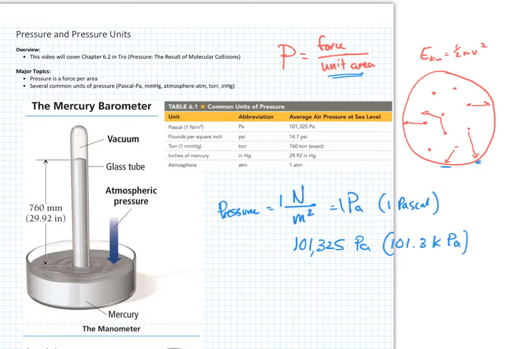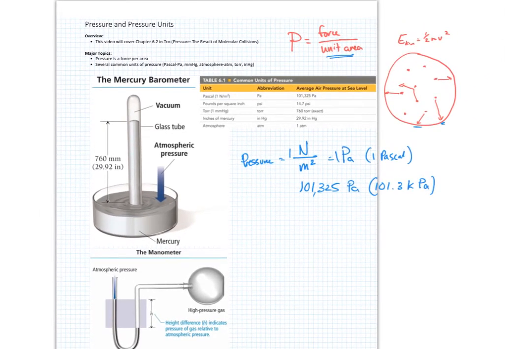Now, actually, in our class, we're not going to use pascals all that much either, because it is kind of a strange pressure unit. You might be familiar with PSI, pounds per square inch. If you fill up the air in your car tires, that's about 32, 34 PSI. If you have bike tires, depending on whether you have a mountain bike or a road bike, it might be 60, 70, 80, even over 100 PSI. And that's relative to atmospheric pressure, so that's above the atmospheric pressure.